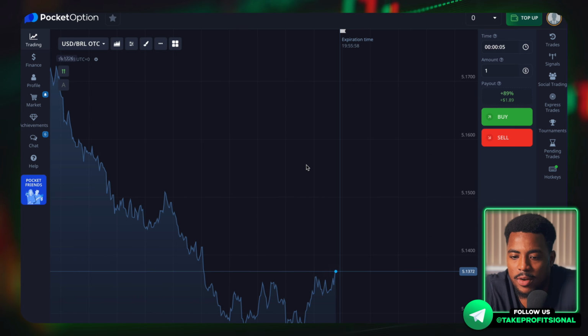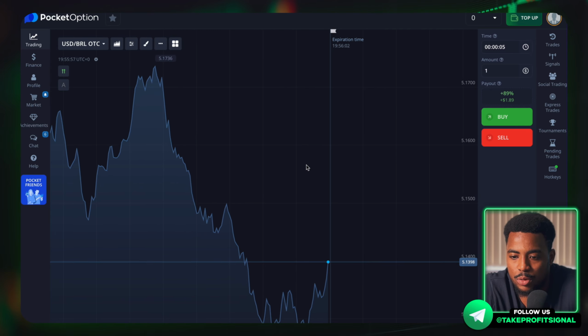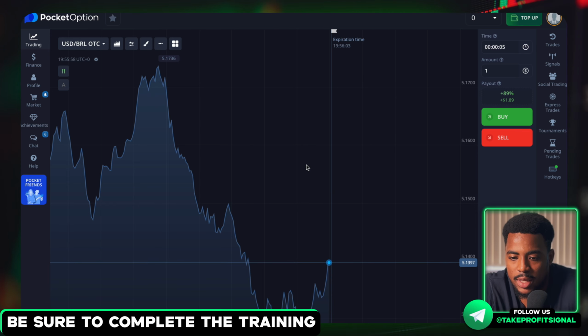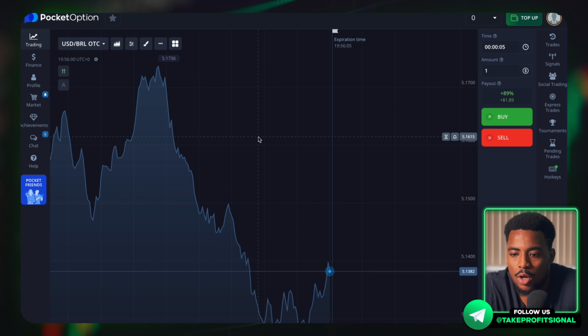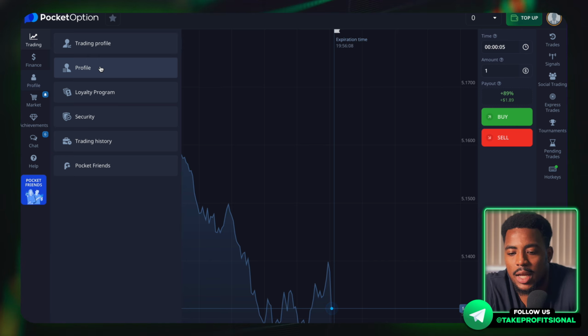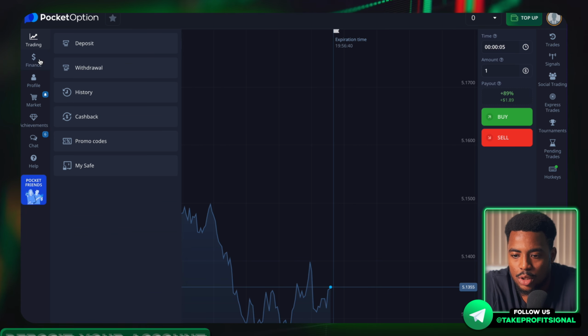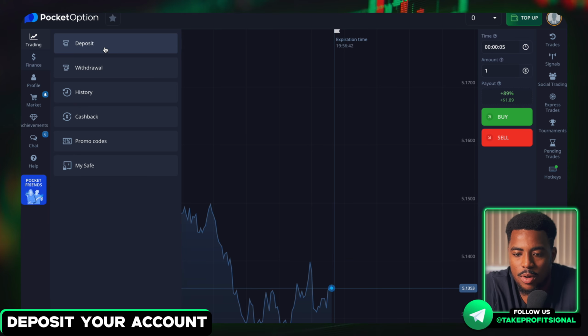Well, you've landed on the trading platform and most likely you'll be offered training. So be sure to complete it, and fill in all your account information in the profile section. Next, we need to top up our account. This is one of the first and most important steps to make a profit in the future.